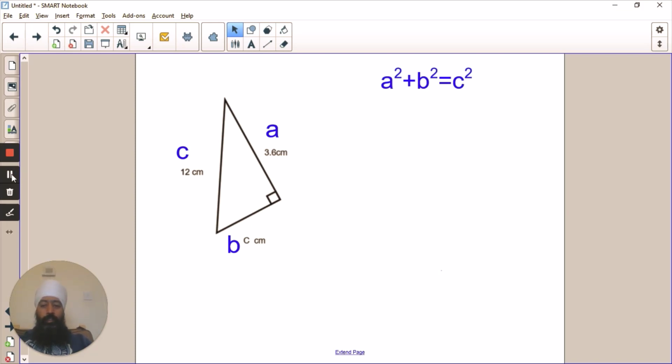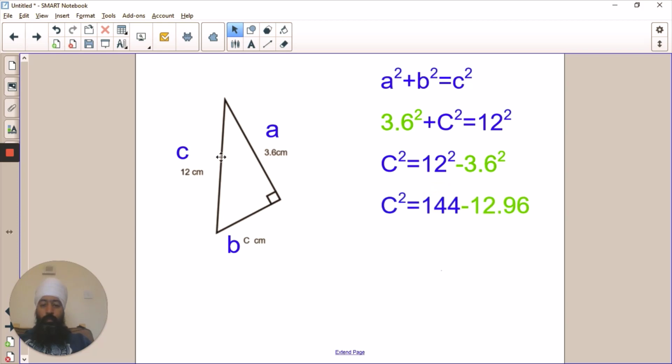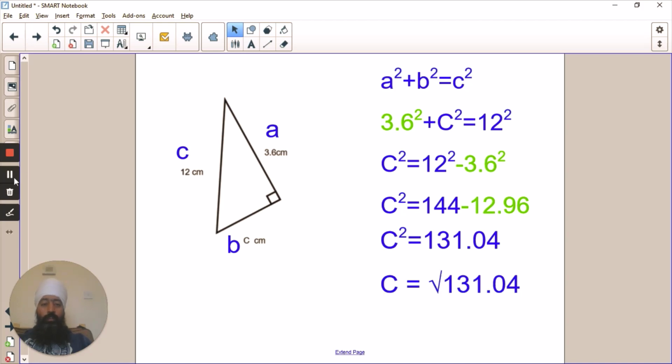Write out Pythagoras Theorem. Just as before, we substitute the values of the lengths into the formula. Rearrange the formula so that c squared is by itself. Work out the value of the squares. Subtract those values, then square root that value, which will give you your final answer for the length C, which is 11.45 centimeters.